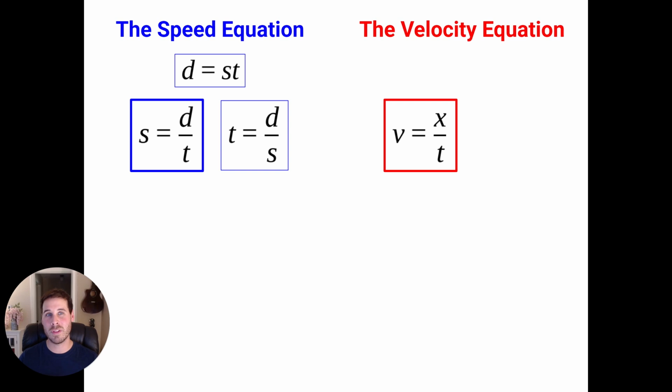This is also true for the velocity equation. There are going to be 6 equations in total on this page by the time we're done here. So look at the velocity equation and imagine now that using algebra, we multiply both sides of the equation by t. Simplifying, that would get us to something that looks like this. X equals v times t.